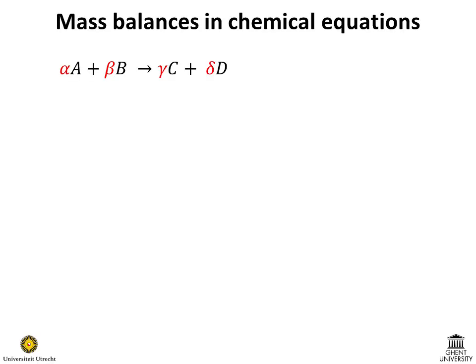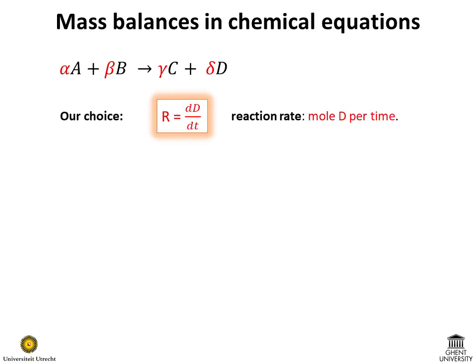Now, we turn our attention to chemical reactions. Chemical reactions are usually more difficult to depict with a conceptual diagram, as we cannot simply use an arrow in and out of the compartment to make the mass balance equation of this compartment. Instead, we make the mass balances based on the chemical equation itself. We do this in 3 steps.